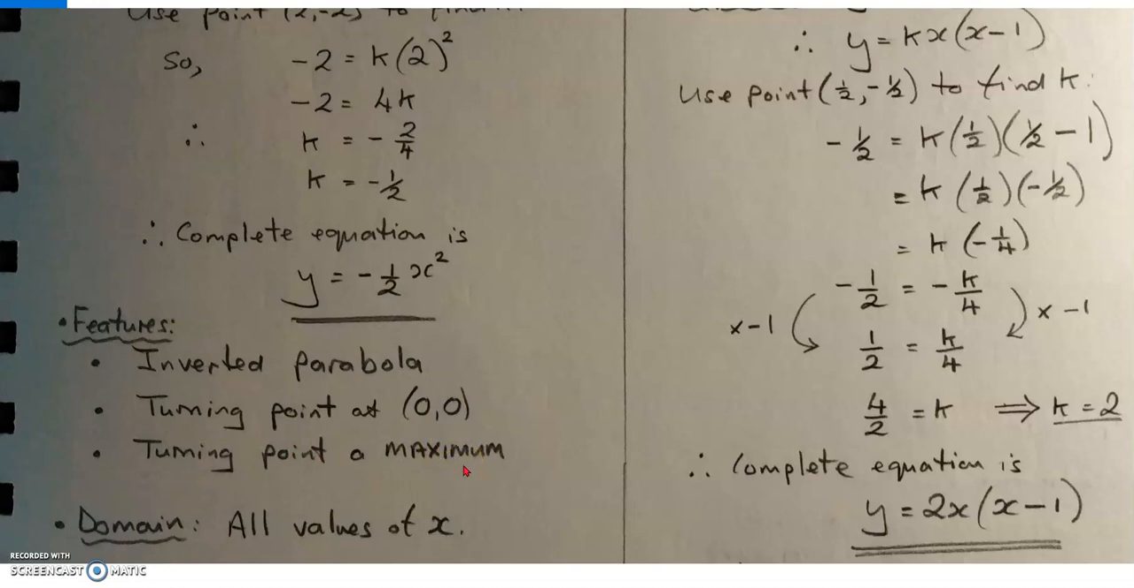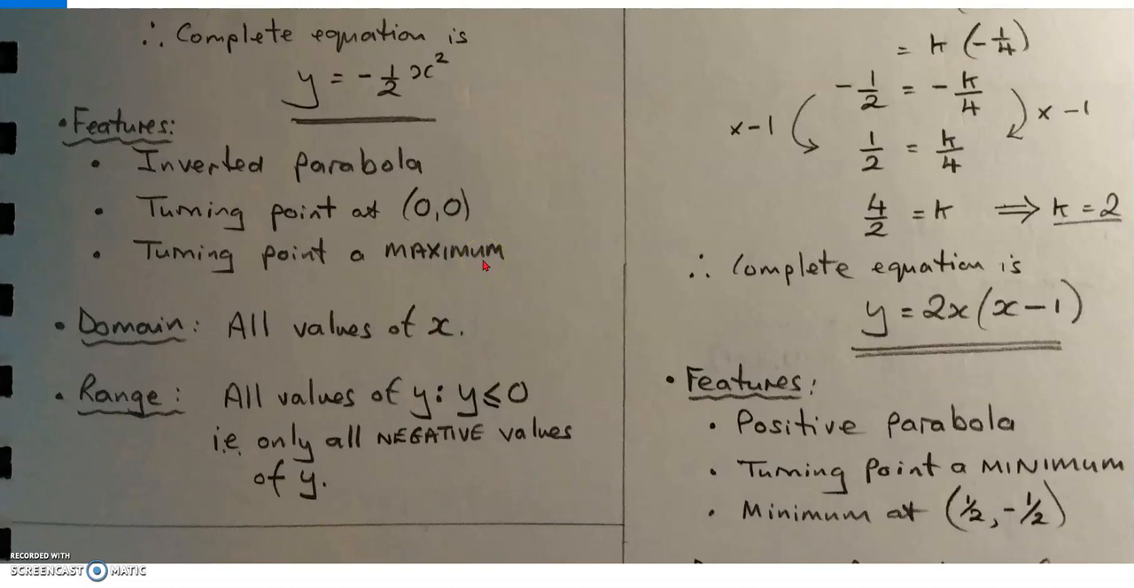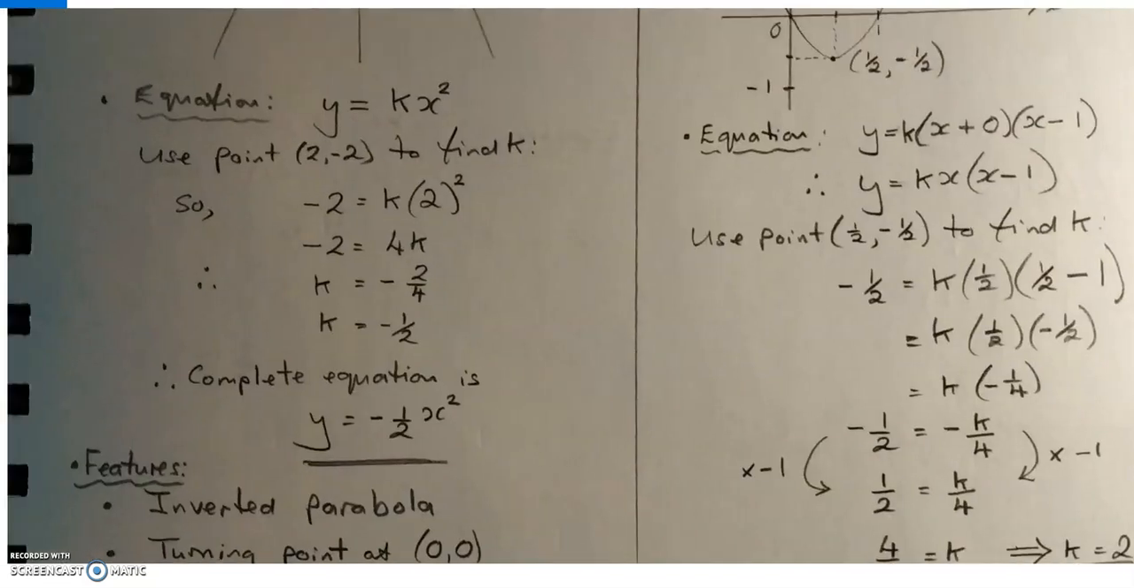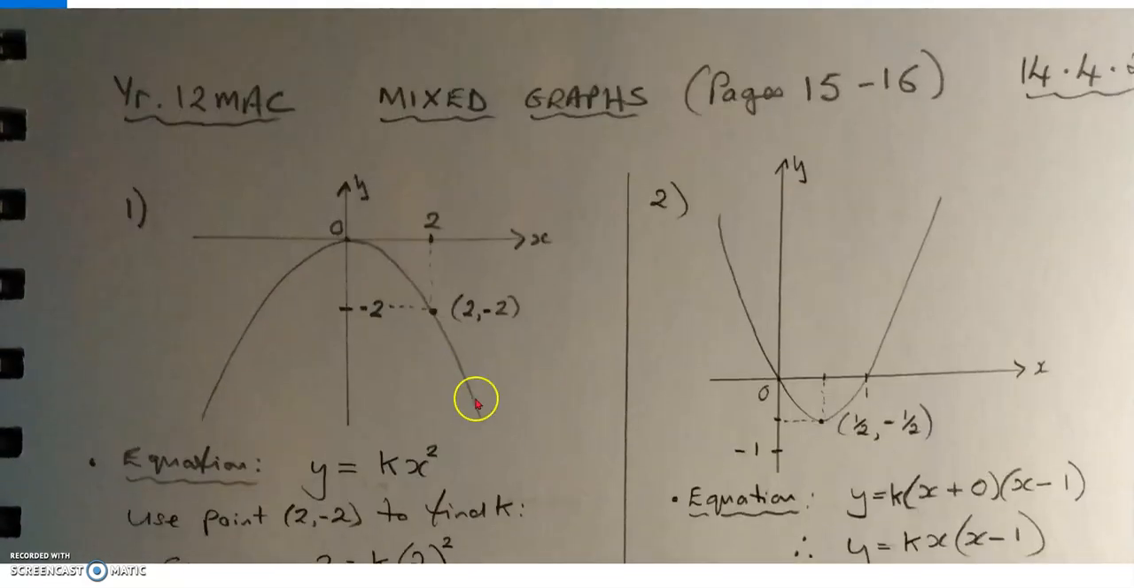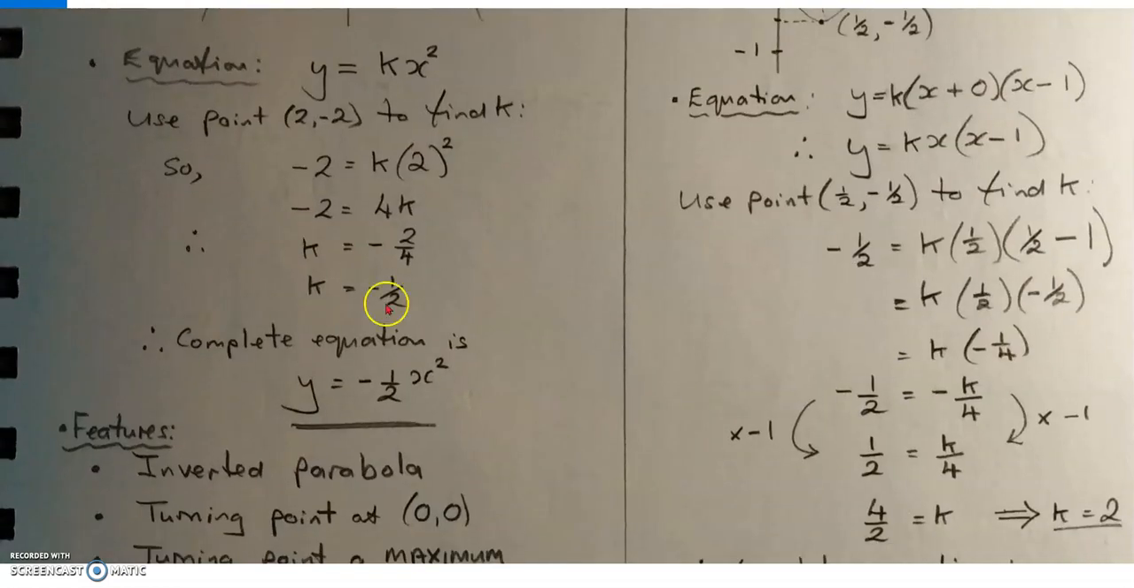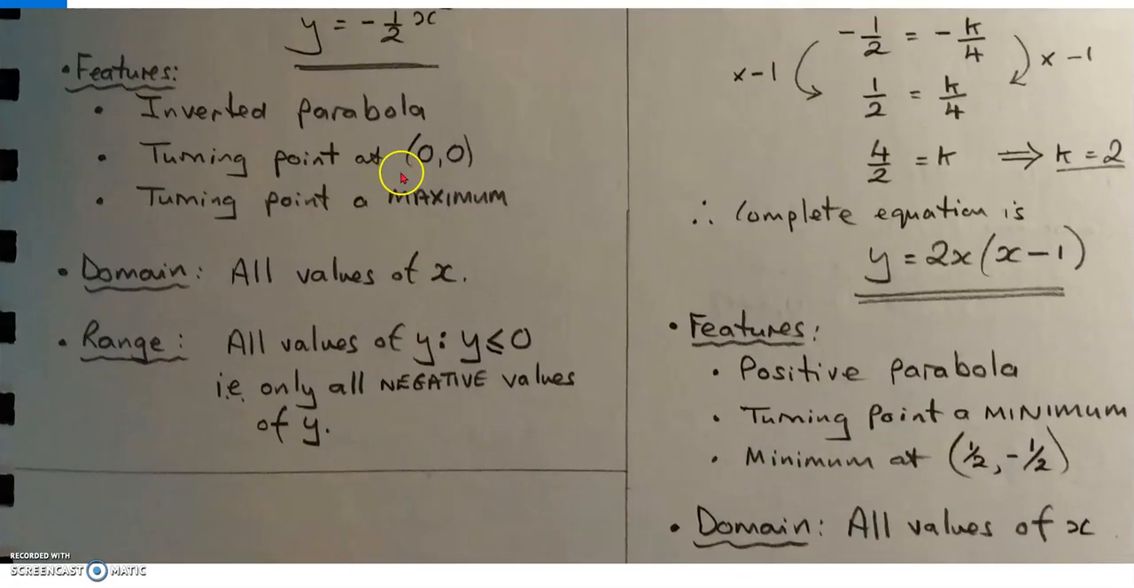Now, what are the domain and range? Well, the domain is all the values of x. In other words, this graph here can be drawn for any value of x along the x-axis, any value of positive x, any value of negative x. However, look at it here. It doesn't have any positive y values. So in other words, it only exists for the range, that is, for negative y values. And that's what I've written down at the bottom here when it comes to the range.